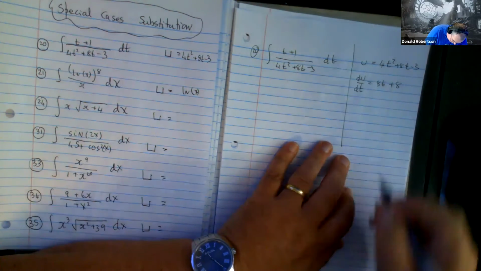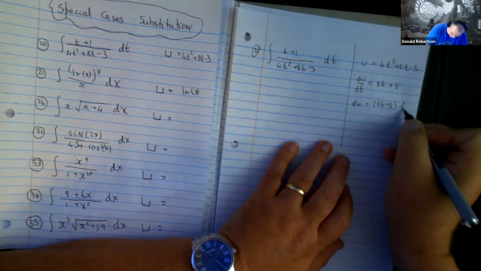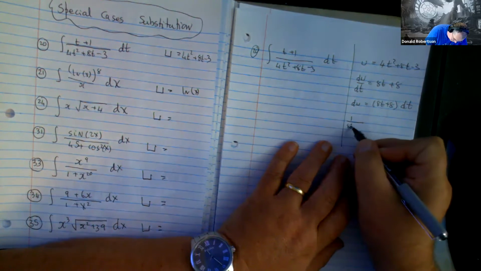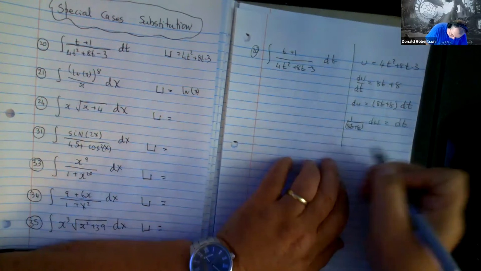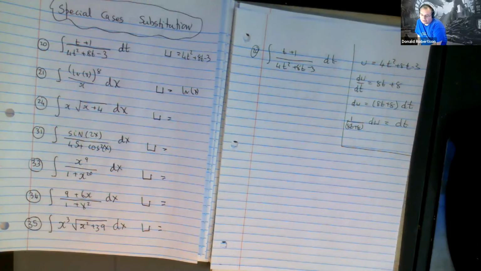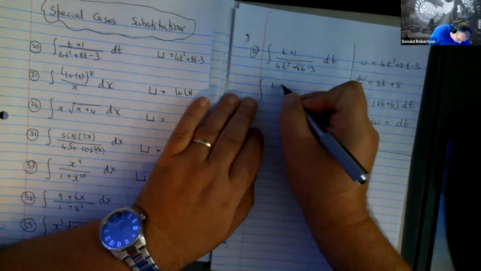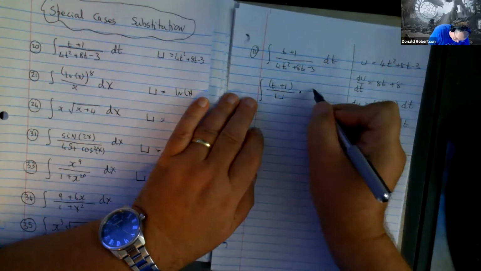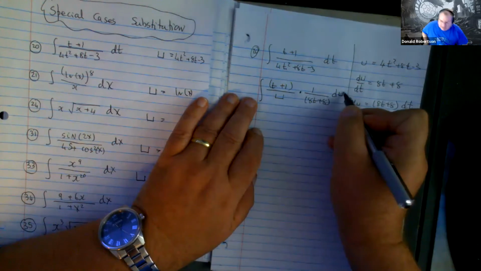Nothing too special happening there. Put a little bracket around it. There's my crossover. And then divide, to isolate the dt. Would you agree nothing remarkable has happened yet? It's been pretty standard. Right, go over here and you've got t plus 1, I'll put a little bracket around it, over u times 1 over 8t plus 8 du. And now the problem starts.